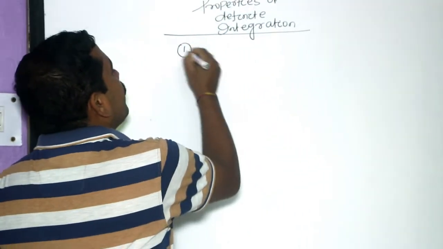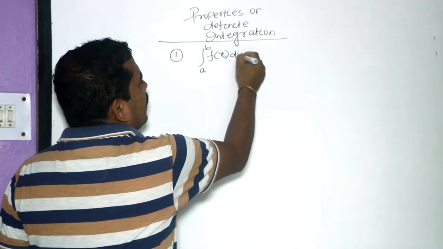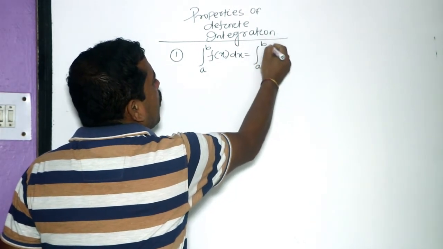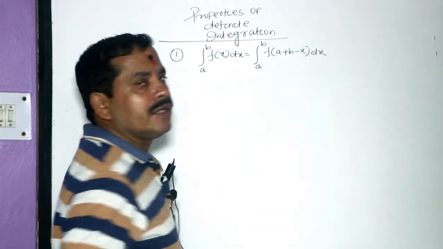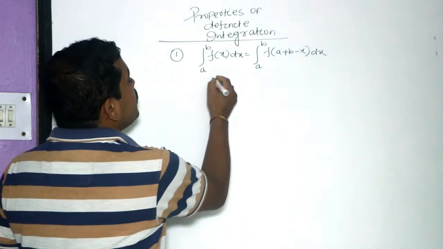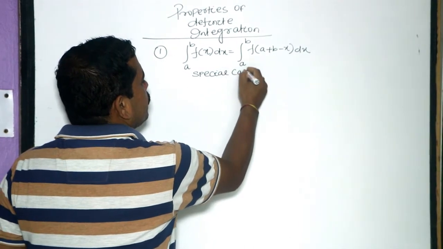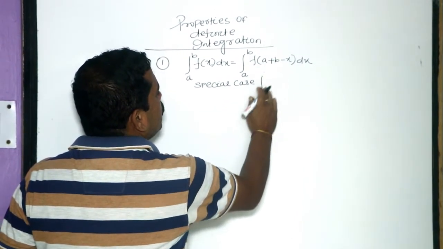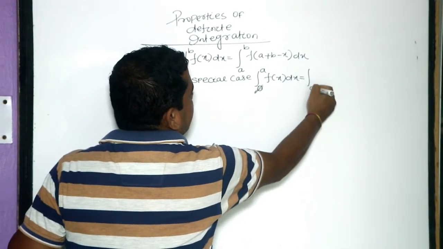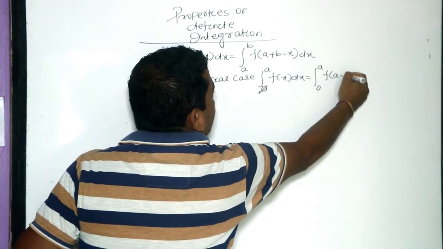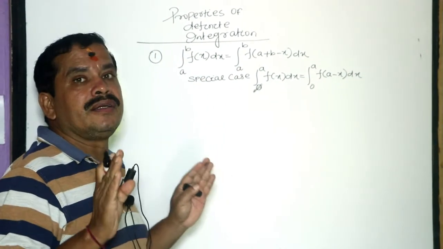Property 1: integration from a to b of f(x) dx equals integration from a to b of f(a plus b minus x) dx. That is one important property. Also, in the special case, integration from 0 to a of f(x) dx is the same as integration from 0 to a of f(a minus x) dx. That is one important property for the definite integration.